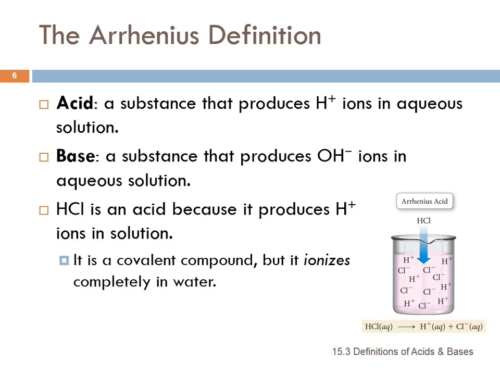Is HCl ionic? No, it's not. It's covalent. It says so right there. It's a covalent compound. But when you put this covalent compound into water, it ionizes completely. And so that's why it's sometimes a little confusing. Is it ionic or not? Well, I know it makes ions, but if you look at the bond between the hydrogen and the chlorine, it is not an ionic bond.